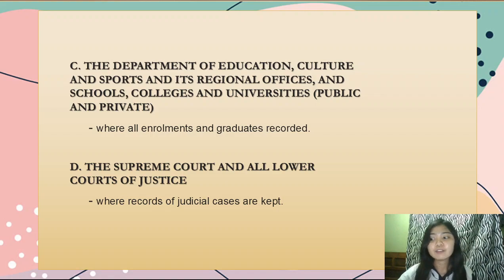And then we also have the Department of Education, Culture and Sports and its regional offices, and schools, colleges, and universities. This is where all enrollments and graduates are recorded. Then the Supreme Court and all lower courts of justice. A court's task is to interpret the meaning of the law, to decide whether a law is relevant to a particular set of facts, or to rule on how a law should be applied. They have records of judicial cases.